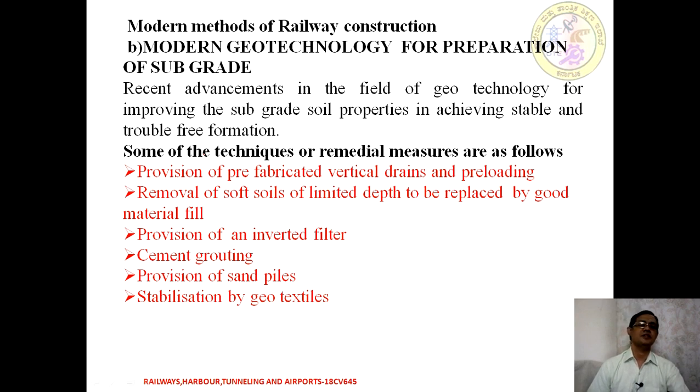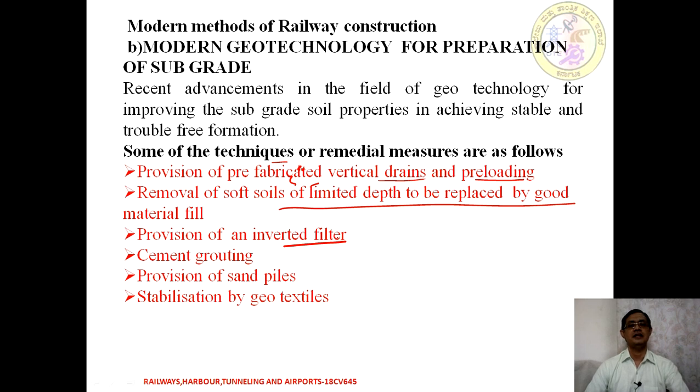For example, first we can use a prefabricated vertical drain and preloading in order to have consolidation. Next is removal of soft soil to a limited depth and replacing it with good material as fill material. Next is provision of an inverted filter. An inverted filter is provided whenever we want to cut off the water inflow into the structure or any component.